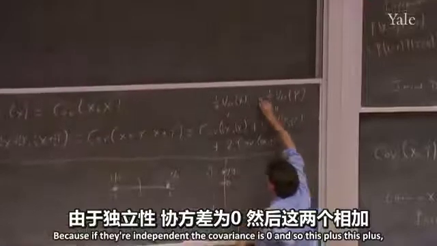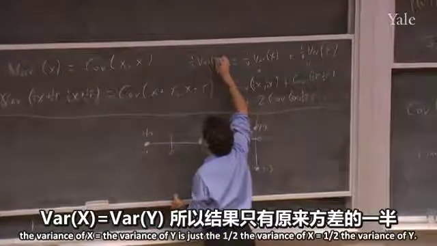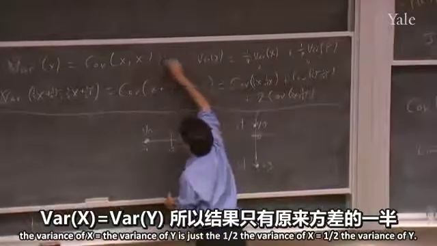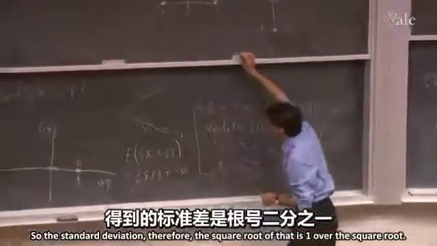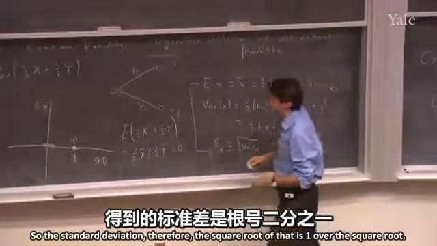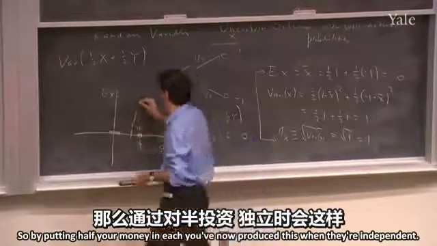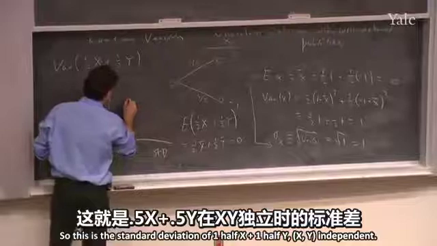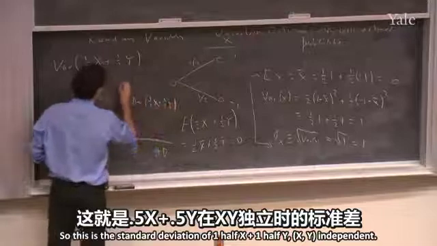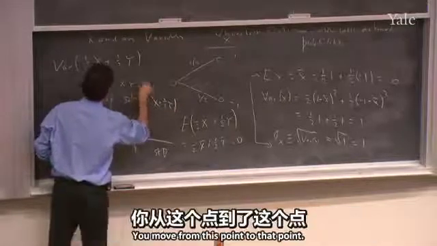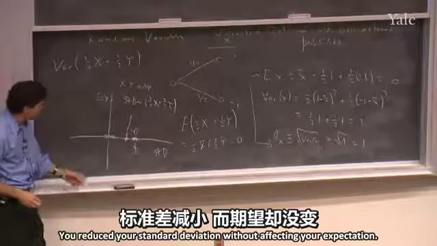And so this plus this, with the variance of x equal to the variance of y, is just half the variance of x equals half the variance of y. Okay, so that's shocking. So the standard deviation, therefore, the square root of that, is 1 over the square root of 2. So by putting half your money in each, you've now produced this when they're independent. So this is the standard deviation of 1/2 x plus 1/2 y, x, y independent. You move from this point to that point. So you reduced your standard deviation without affecting your expectation.